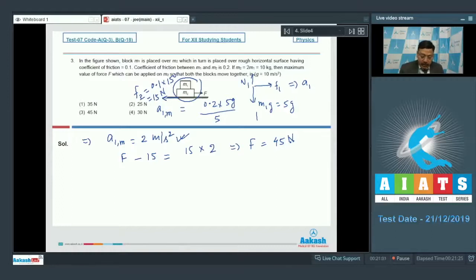Well, option 3 matches with the answer we've got. So option 3 is correct for this question. Let's go to the next question now.